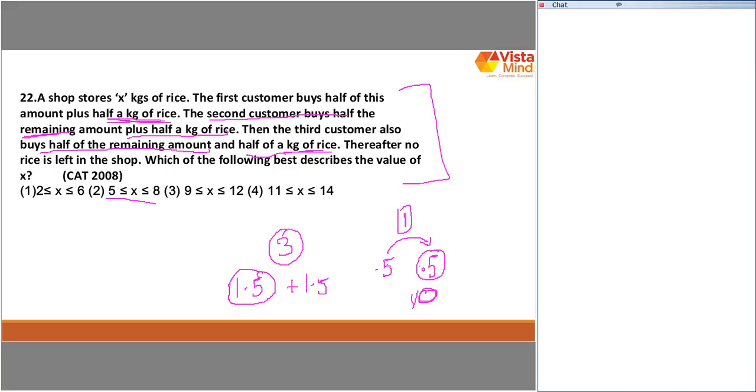Now let us take this 3 kg, 0.5 kg, and the shopkeeper is left with what? 3.5. Now the first customer, after purchasing half the amount, leaves the shopkeeper with 3.5. So if the shopkeeper is having 3.5, the customer is also having 3.5. So let us take 3.5 back. The initial amount of rice with the shopkeeper was 7.